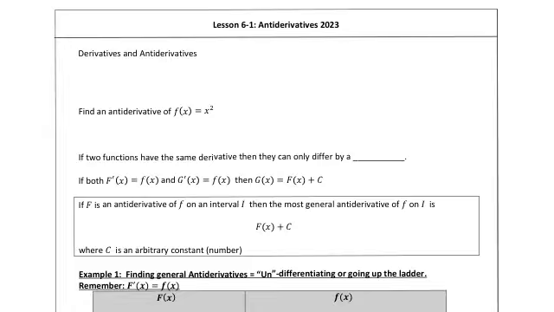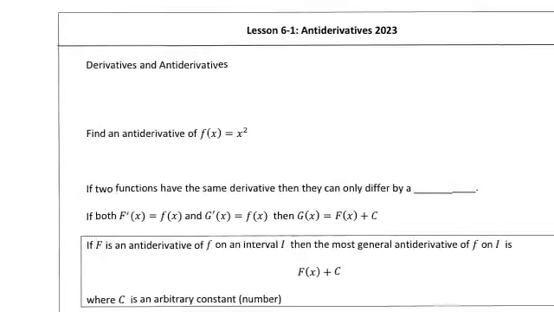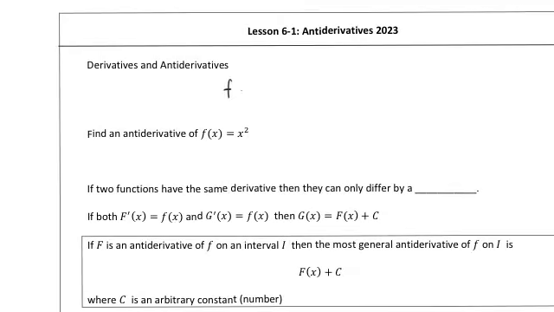Let's begin by remembering that if you take a derivative of f, you get f prime. You take a derivative of f prime, you get f double prime. An antiderivative means going the other way. So the antiderivative of f double prime is f prime, and the antiderivative of f prime is f. It's like f and f prime are in a relationship. F prime is the derivative of f, and f is the antiderivative of f prime.